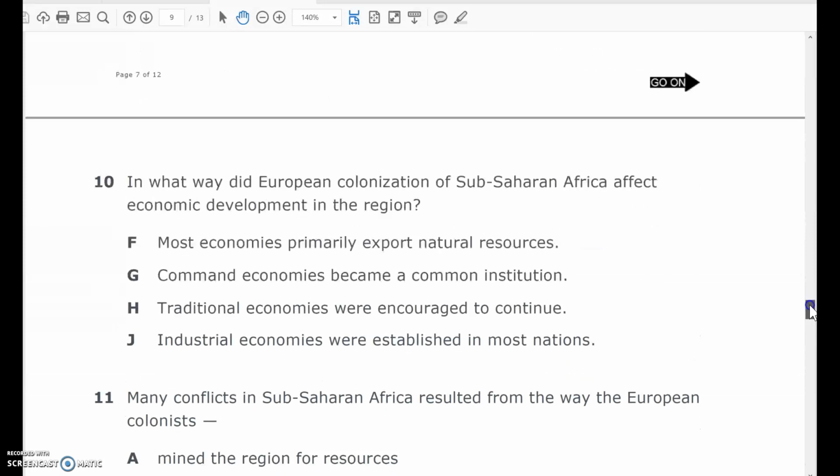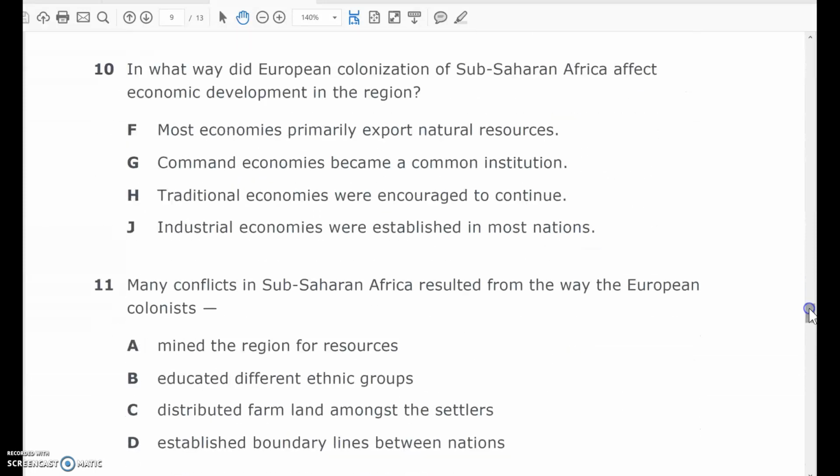Number 10. In what way did European colonization of Sub-Saharan Africa affect economic development in the region? F. Most economies primarily export natural resources. G. Command economies became a common institution. H. Traditional economies were encouraged to continue. J. Industrial economies were established in most nations.